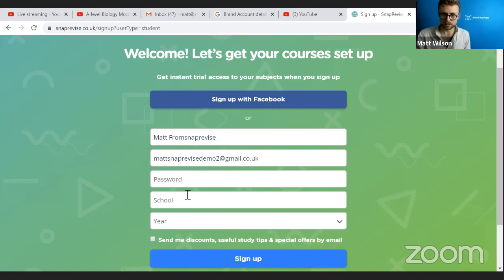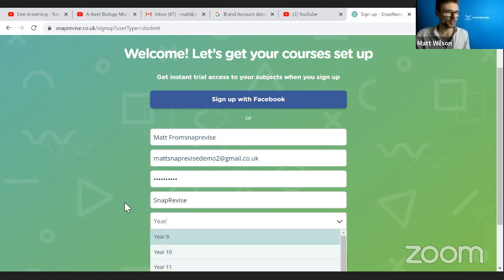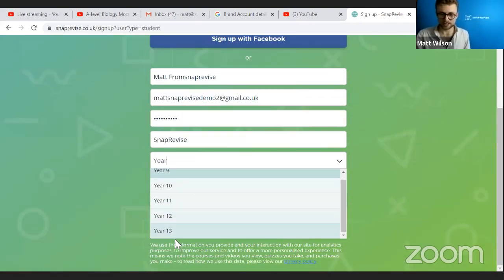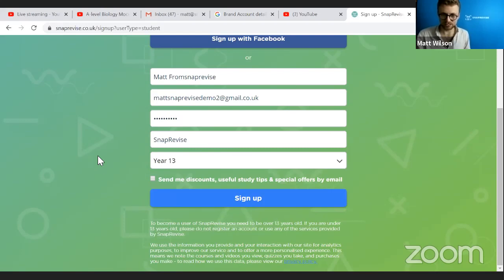Good. Okay, I have to make up a password. You can't see this bit. Okay. Oh, say what school I'm from. Well, I'm from Snap Revise. That's my school. And I suppose I'm closest to year 13. Okay, so we can sign up.